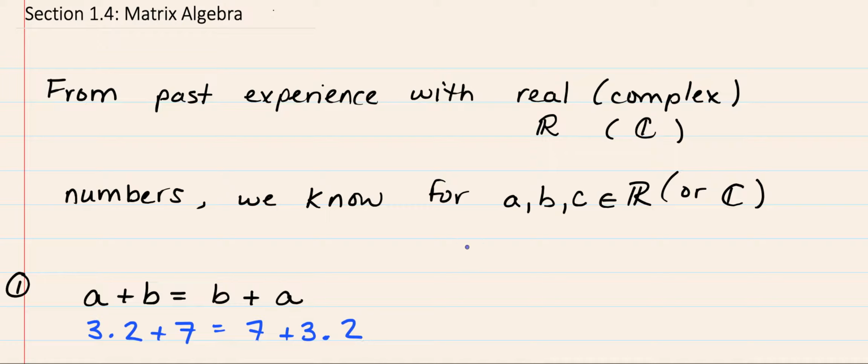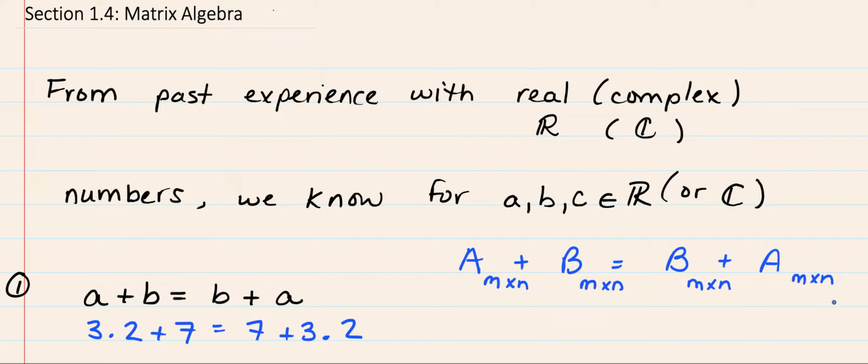Well, what if you have two matrices, A and B? If you add them, is that going to be equal to B plus A? Well, the only way we can add two matrices is if they have the same size. So first off, we have to specify the size. So A is an m by n matrix. That will force B to be an m by n matrix in order for us to add them.